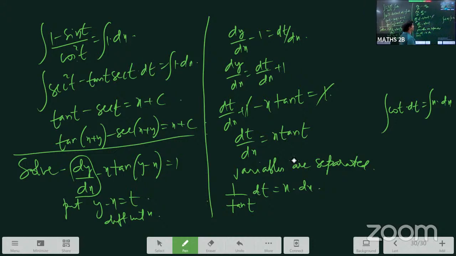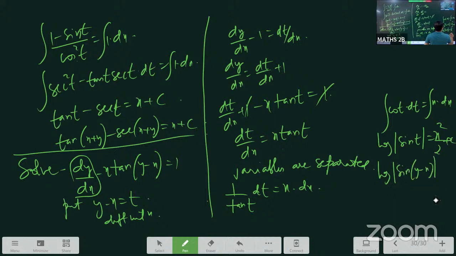Integration of cot t dt. What is integration of cot? Integration of cot is log of cos by sine, no? Right? So log mod sine t equal to x square by 2 plus c. That is log mod sine t, meaning sine of (y minus x) equal to x square by 2 plus c, since integration of x is nothing but x square by 2 plus c. Is it clear, everybody? So these are the important questions that you have to know.